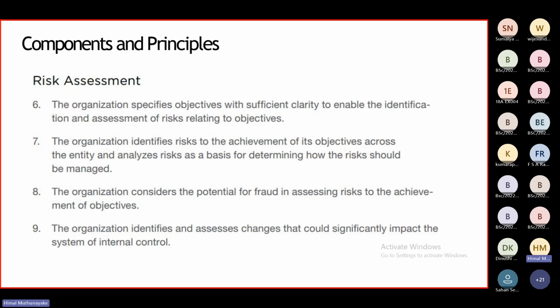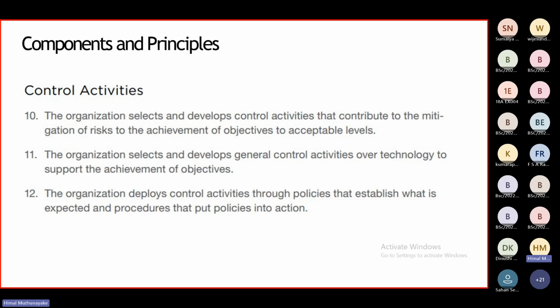So now we have discussed 9 principles: 5 principles for the control environment and 4 principles for the risk assessment. These are the principles you need to follow to establish the risk assessment according to the COSO framework. Then now we are going to have the internal controls. We call them control activities.